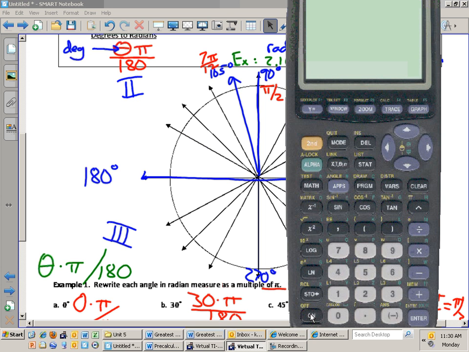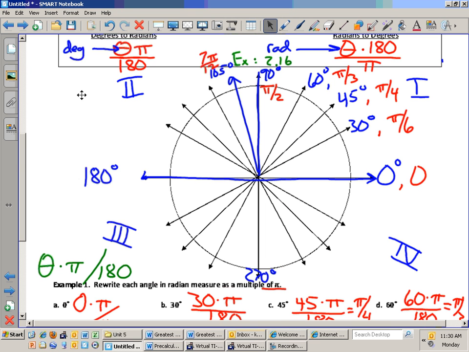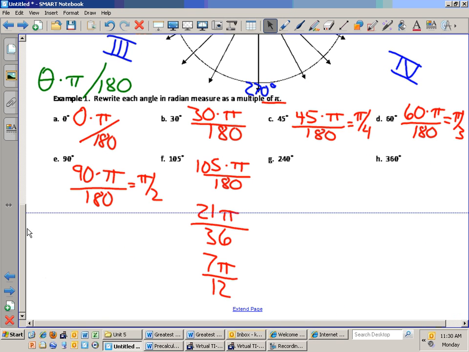But if I want to check my answer, I could do 105 divided by 180, and if you simply go math and convert to fraction, it will put in its simplest reduced form, which is 7 and then pi over 12. So 7 pi over 12. So your calculator will do that for you. But again, I would like you to try this without your calculator for the time being. And let's try two more.